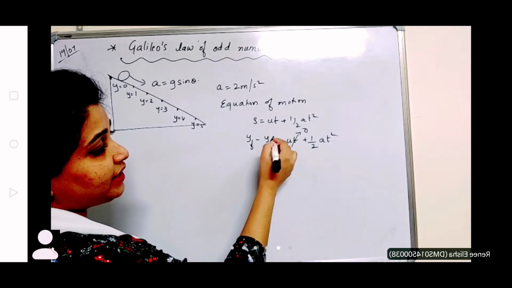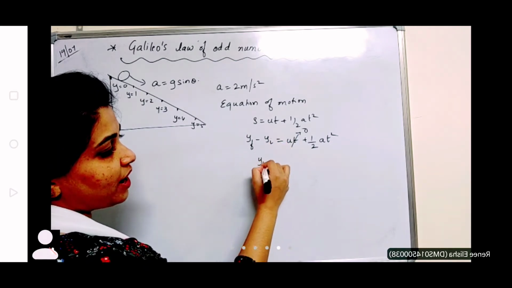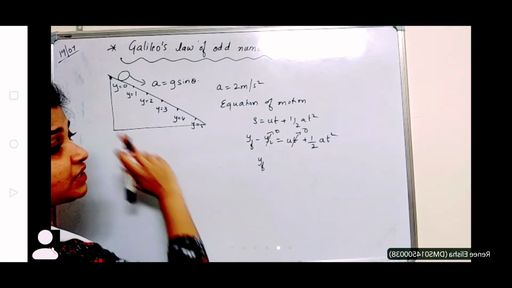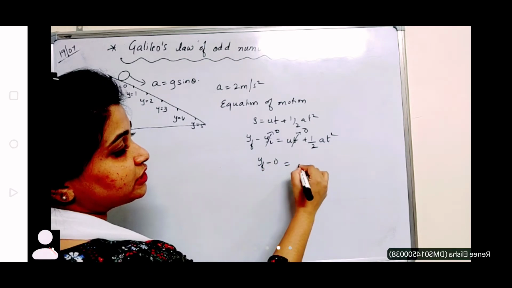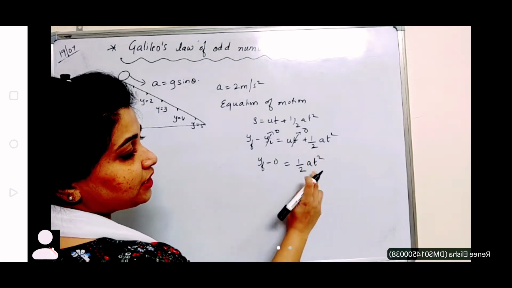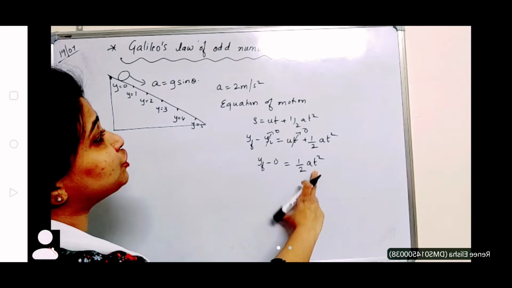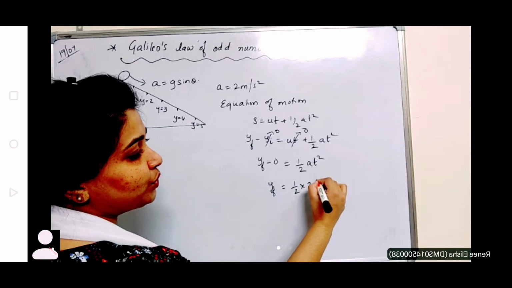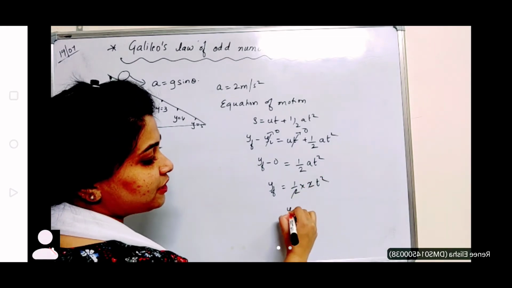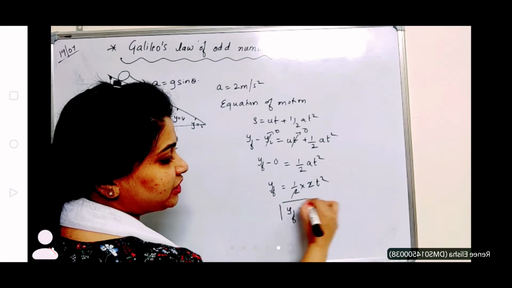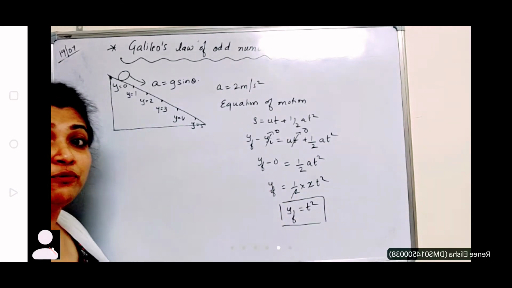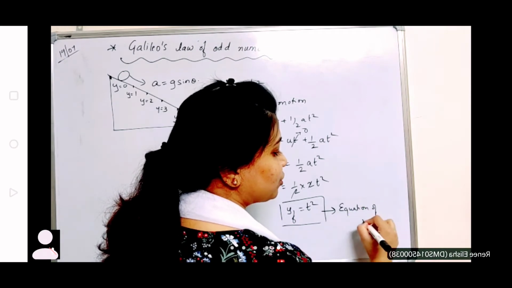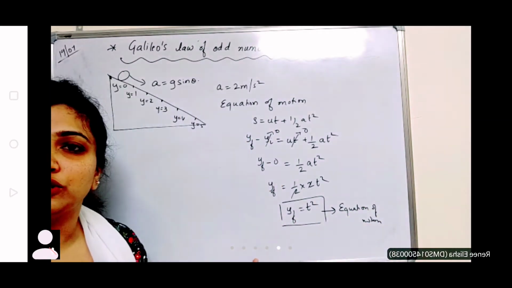So here position is nothing but Yf. This initial position will also be 0 because Y is 0 here. So Yf minus 0 is equal to half at square. Now I have assumed the acceleration to be 2 meters per second square, then Yf is equal to half into 2 t square, so the 2 will get cancelled. So Yf is equal to t square. So this was the equation of motion he assumed back in those days. Let us assume that this is the equation of motion.